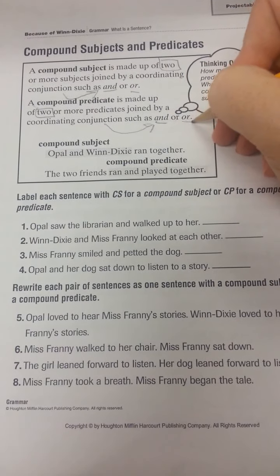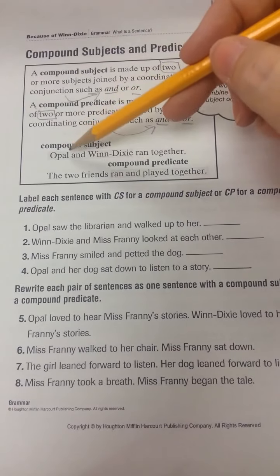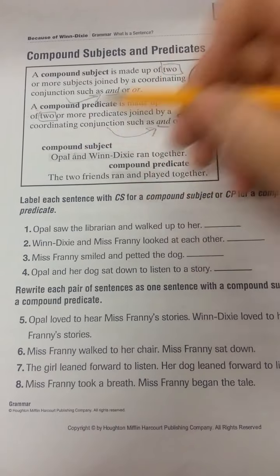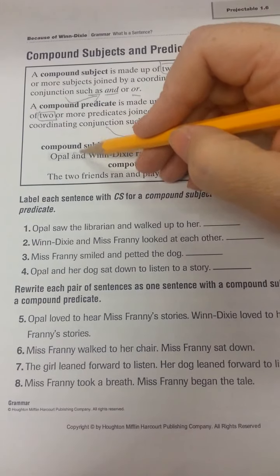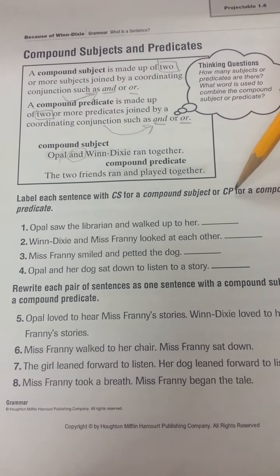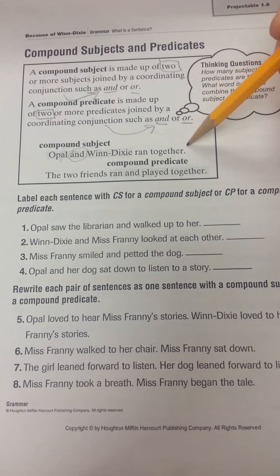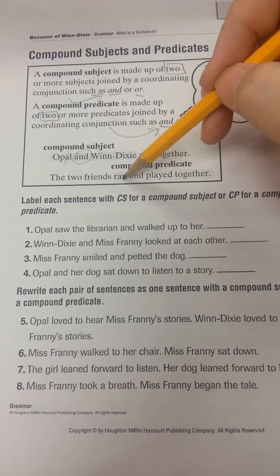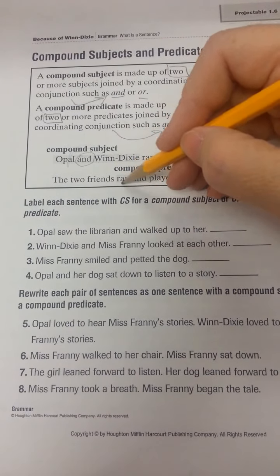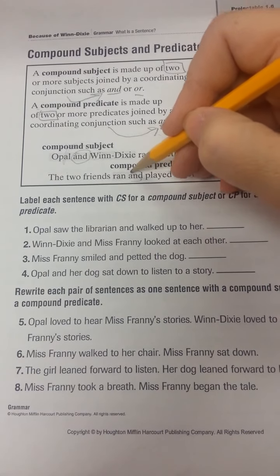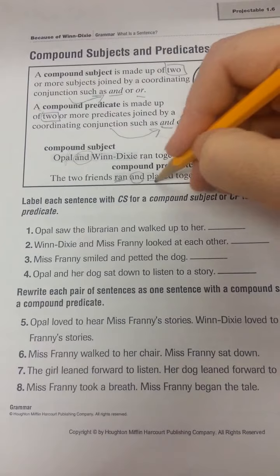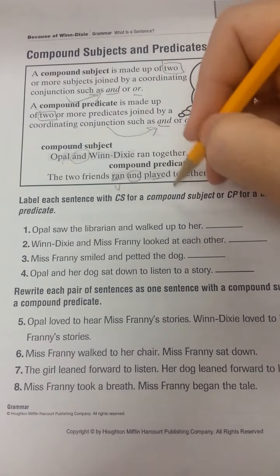and, or. Compound subject: Opal and Winn-Dixie. There's that coordinating conjunction right there, okay? It's combining these two to make a compound subject. Ran together. Two friends ran and played together. Compound predicate. Look, right here. There's your coordinating conjunction, and you've got ran and played. Those are both verbs, right?